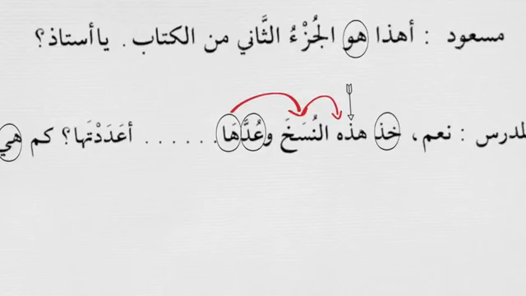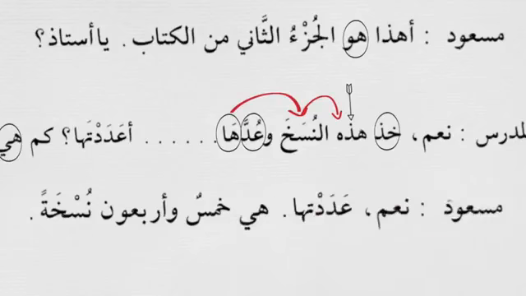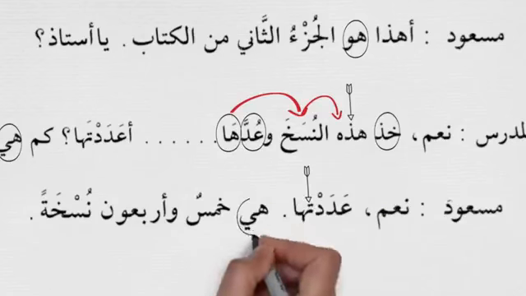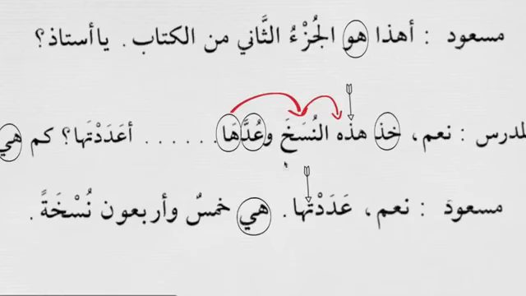Come here, and how many are they? It says, na'am adadtuha. So I counted them. So here ha is not she, it refers to nusakha. They are khamsun wa arba'un. So we know the numbers. So it is 5 and 40, but we know how to say it is 45.